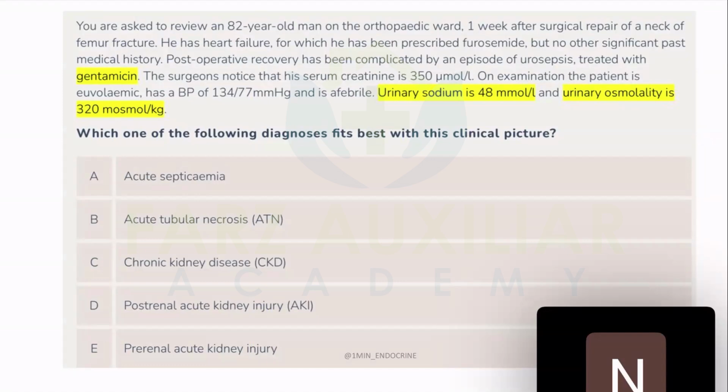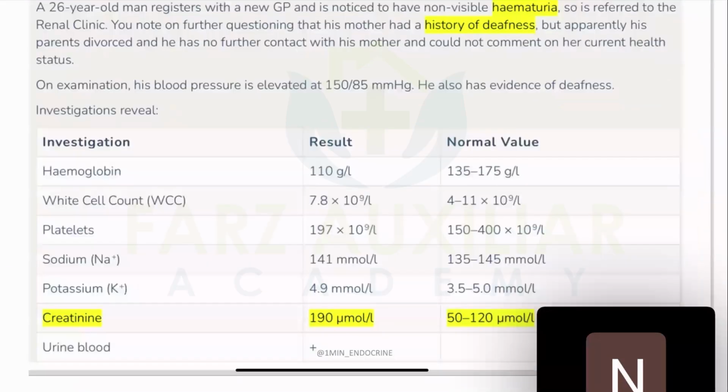And obviously, you guys are prepared well and you already knew about gentamicin and made out the diagnosis. So yeah, moving on. A 26-year-old man registered with a new GP is noticed to have non-visible hematuria and is referred here. There is a history of deafness. I think you will know the answer immediately. Deafness with a kidney disease question has only one answer: Alport's. So let's not waste time here.